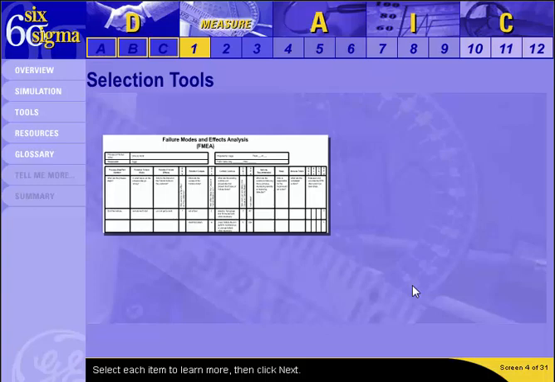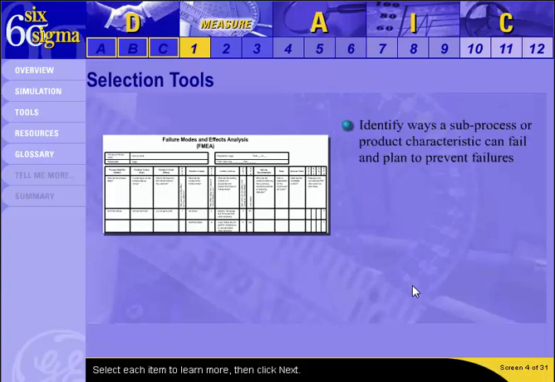A failure modes and effects analysis, or FMEA, identifies ways a sub-process or product characteristic can fail in order to prevent failures. A team should create an FMEA when the Six Sigma project is considered high risk in terms of potential cost or other impacts. For example, because of the potential safety impact, an FMEA might be used on a project dealing with the design of the brake system for a car. The FMEA is not necessary in the commercial loan sales case, but we will look at a typical example later in this lesson.